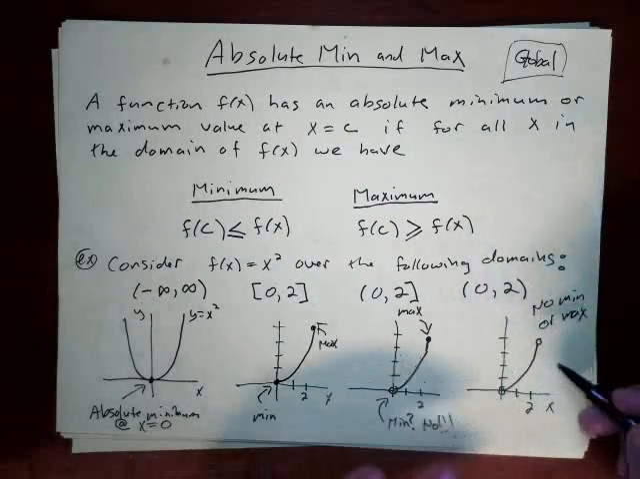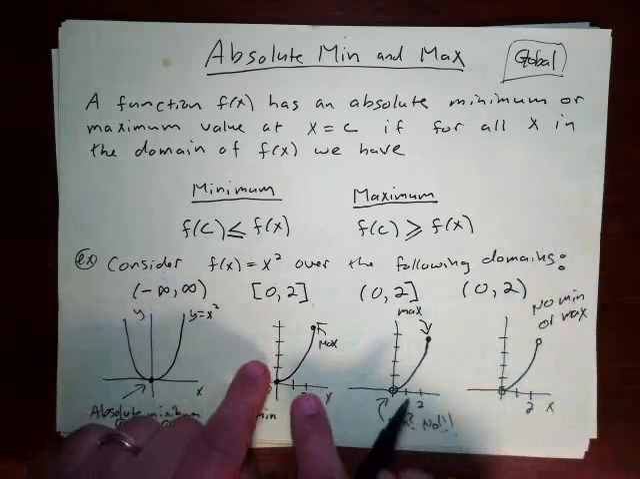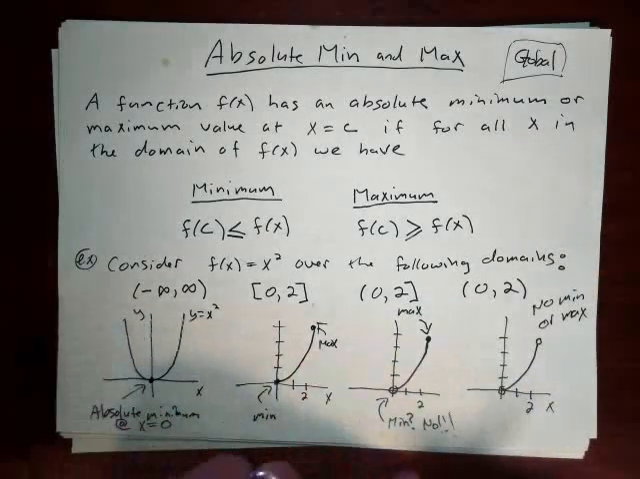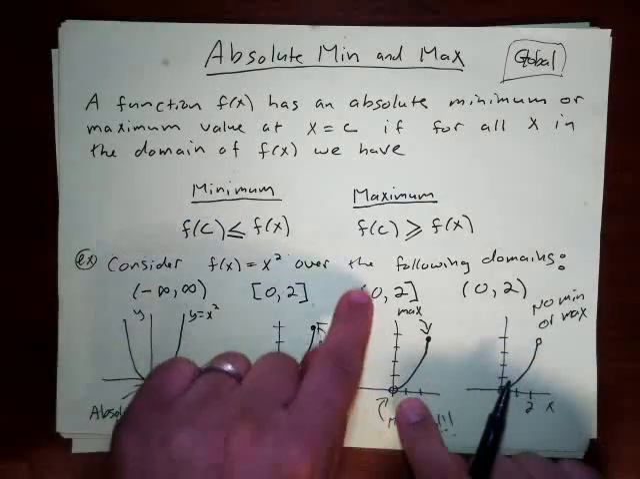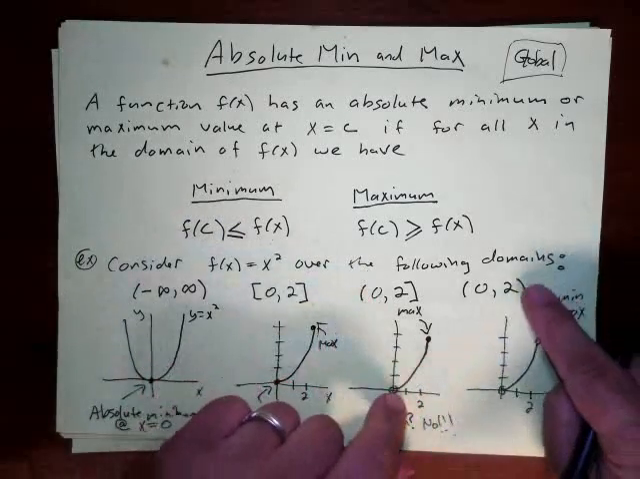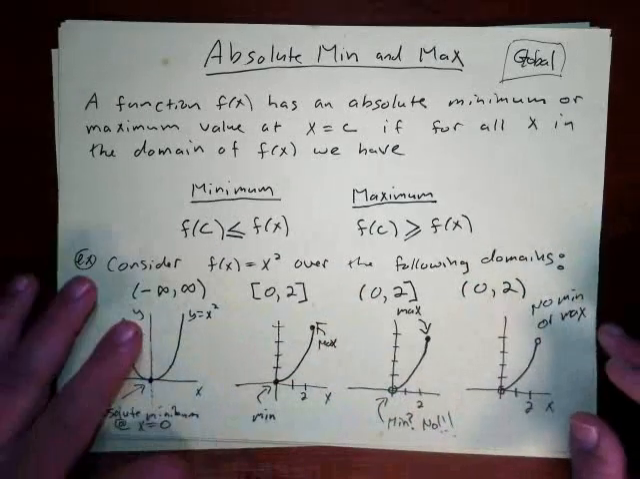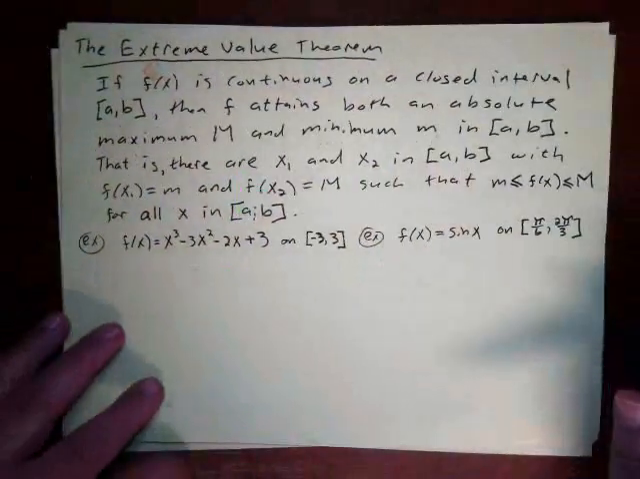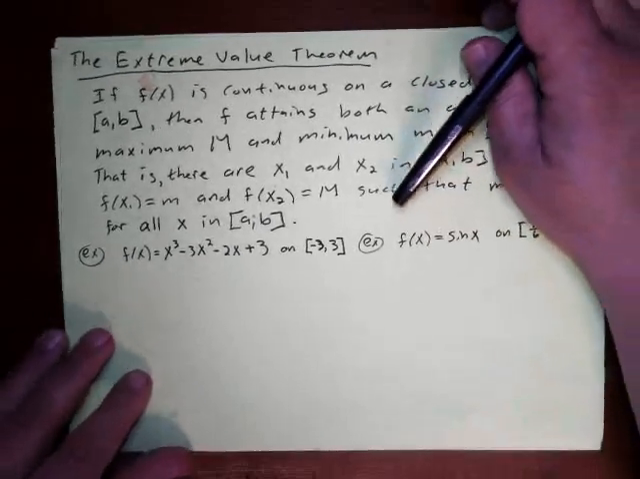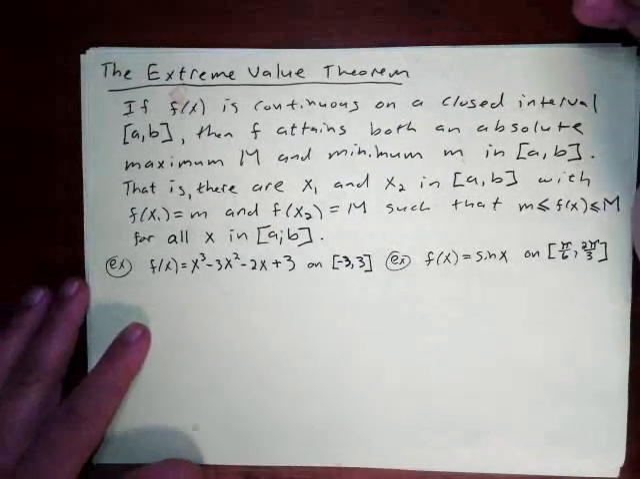Okay, so you can see that including the endpoints is important. When you have a closed interval here, it took on the min and the max values. Here, this didn't take on a min, and the problem was we didn't include the 0. In here, this didn't take a min or a maximum value, and we didn't include either of those. So the idea of looking at the function on a closed interval is important, and what you get here is a theorem called the extreme value theorem.